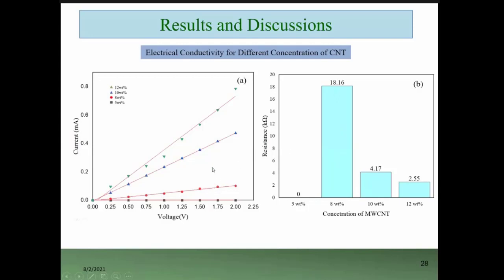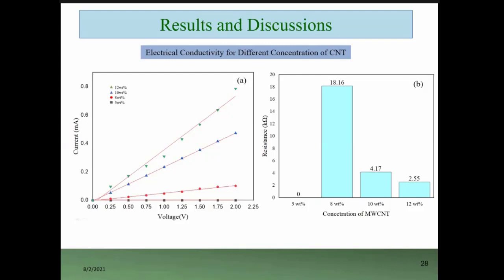Now, for the further increment in the concentration, for example, 10 and 12 weight percentage, the conductivity increased dramatically and the resistance decreased to 4.17 kilo ohm and 2.55 kilo ohm respectively. So we can see that with the increased concentration, the conductivity is increasing.